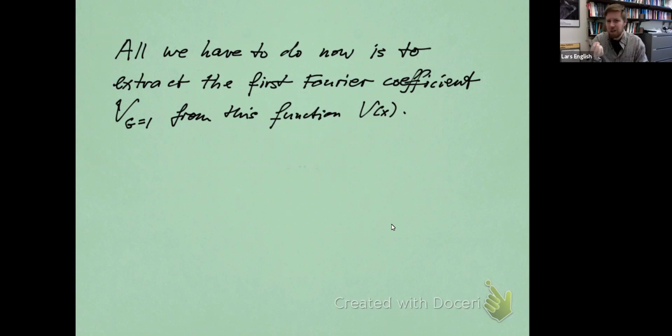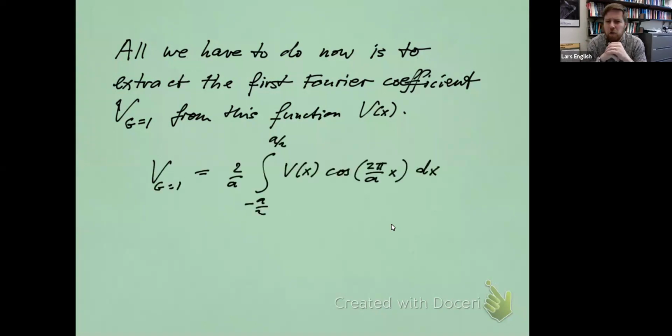Can we get out the first Fourier coefficient from that mathematical form? Well, how would you calculate the first Fourier coefficient for any function V sub x? Well, here's the formula. This is how you would do it. You would take this arbitrary function V of x, multiply by the cosine, where we set g equal to 1. There's no g anymore there because that was set to 1. So multiply by the cosine and then integrate. And then there's also a normalization constant out front. That's how you would extract the first Fourier coefficient.